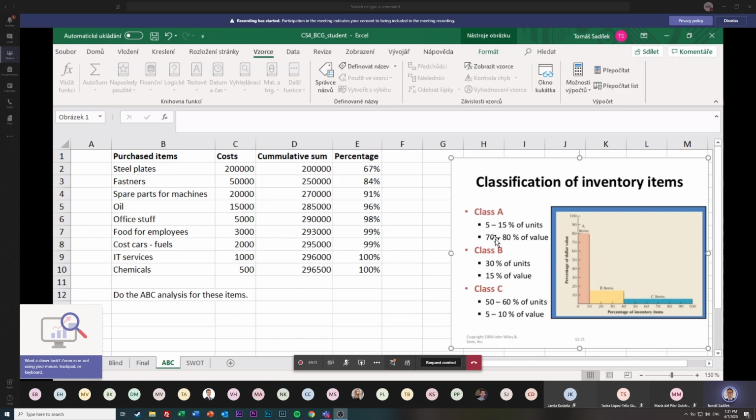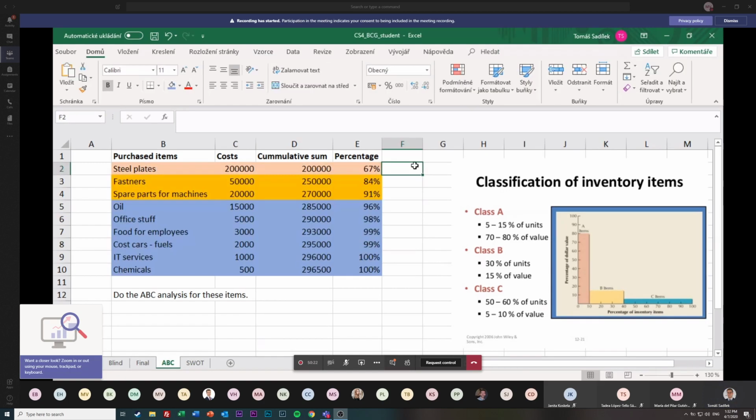And the rest, those are the C items. Yeah, they take around 5 to 10% value. So those are these A, B, and C items.